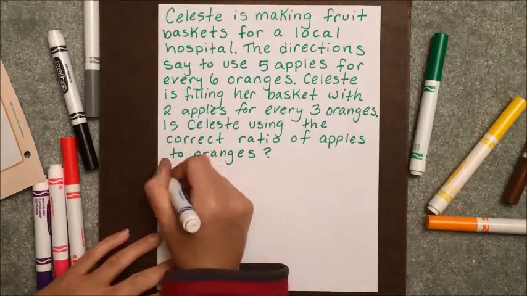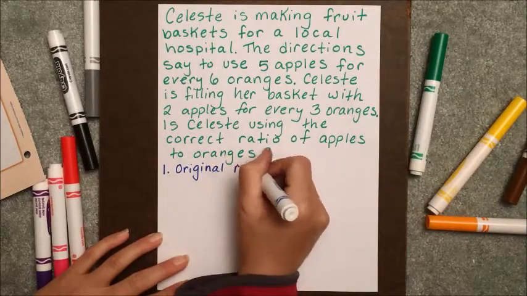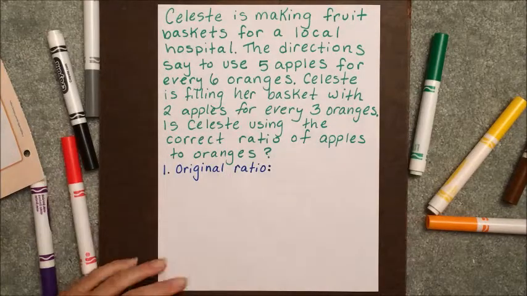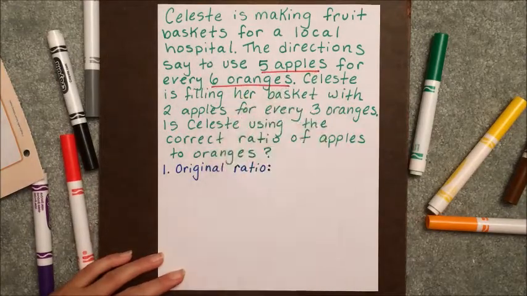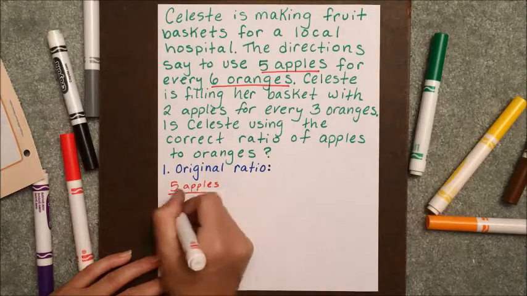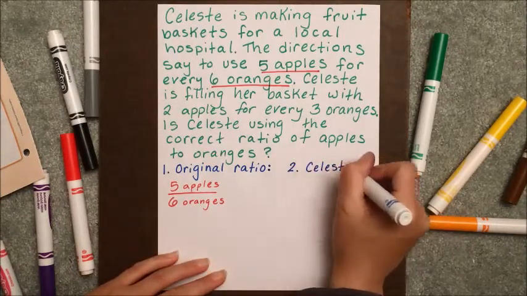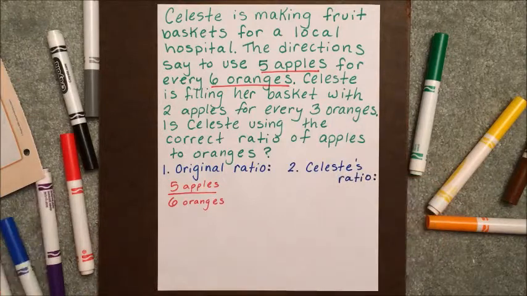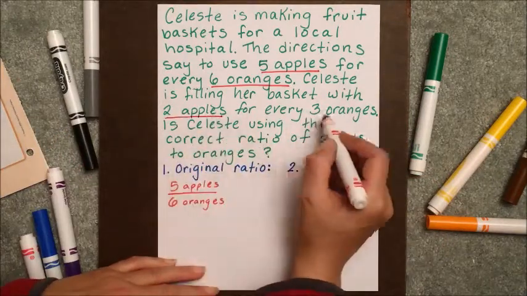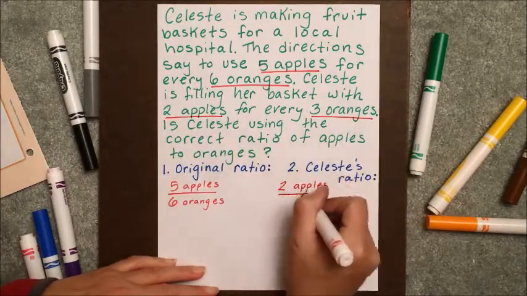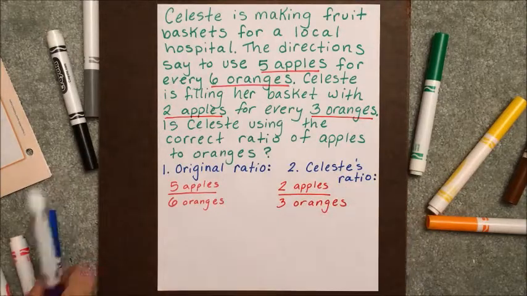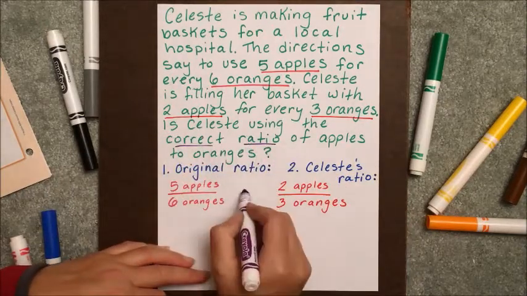So again, we have our 3 steps. The first one is we need our original ratio. So back in the problem, we have 5 apples to 6 oranges, and we're going to label it to keep it organized. And our second step is we need to know our second ratio, or what is Celeste actually doing? She is using 2 apples for every 3 oranges, and we want to know, are these ratios the same?